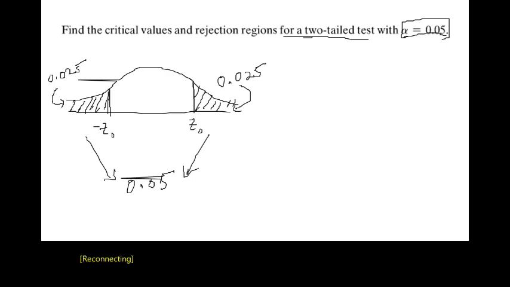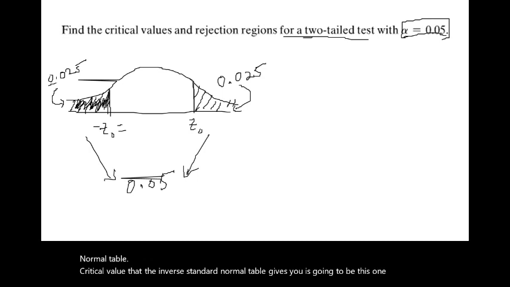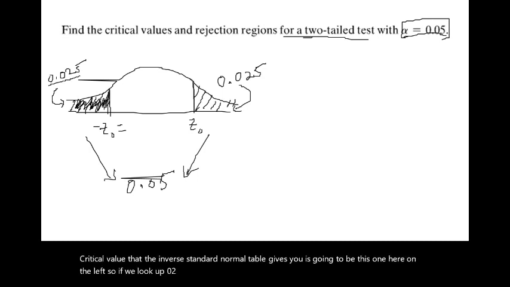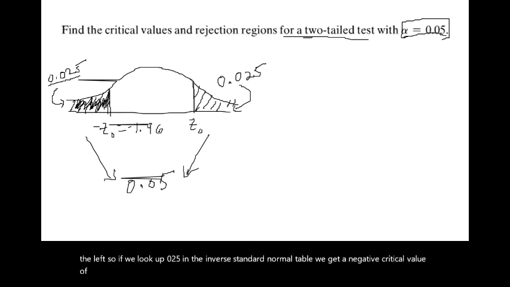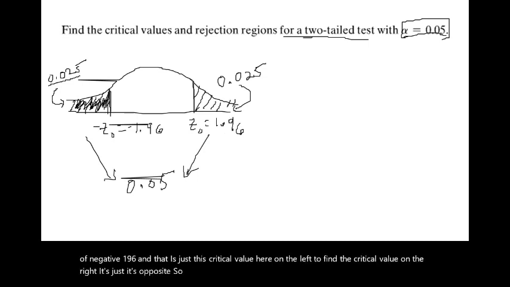So what we're going to do is look up 0.025 in the inverse standard normal table. The critical value that the inverse standard normal table gives you is going to be this one here on the left. So if we look up 0.025 in the inverse standard normal table, we get a negative critical value of negative 1.96, and that is just this critical value here on the left. To find the critical value on the right, it's just its opposite, so positive 1.96.